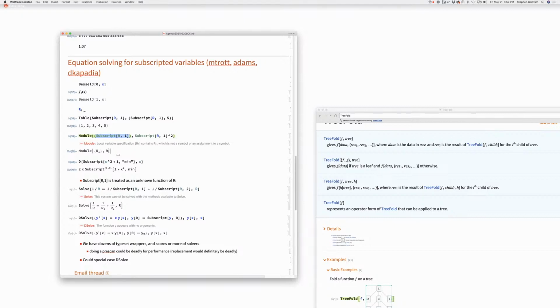Okay, so a question would be, and by the way, what does System Modeler do with subscripted variables? It has a whole subscripted variable circus, doesn't it? Anybody here know about that?